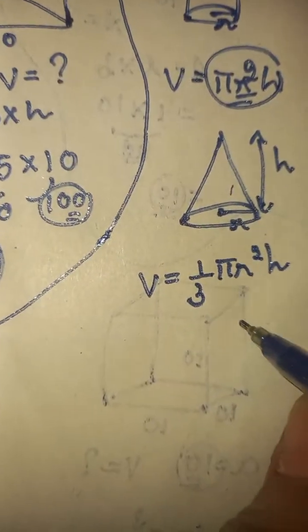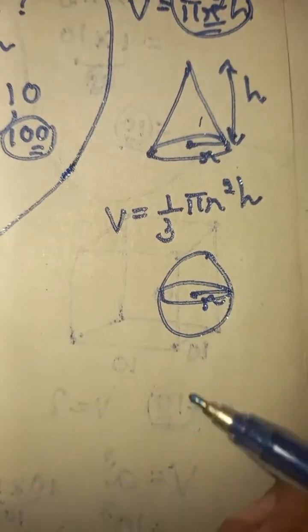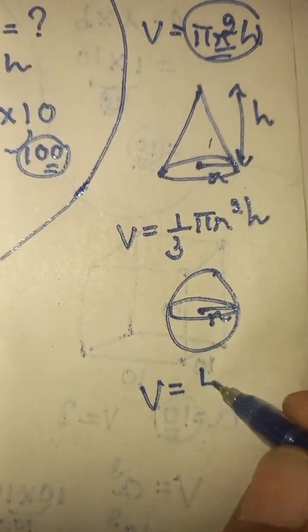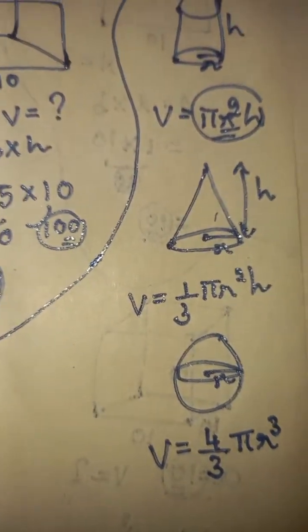You need to find the volume of a ball or the sphere. You can find that too. Volume of the sphere is 4/3 pi r cube. That's the volume of the sphere.